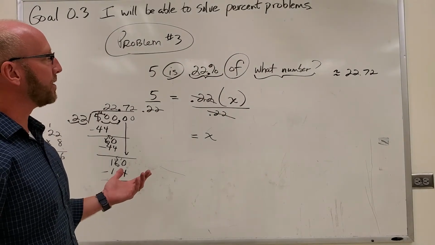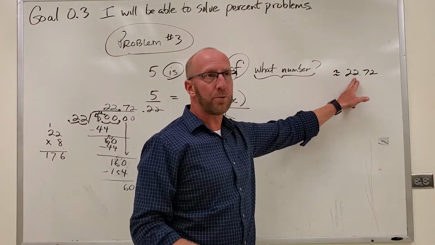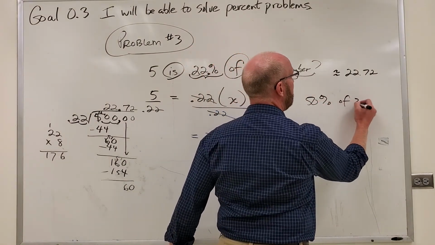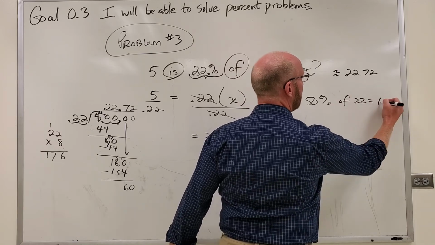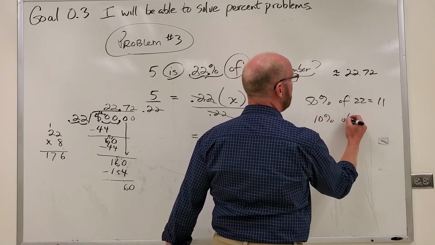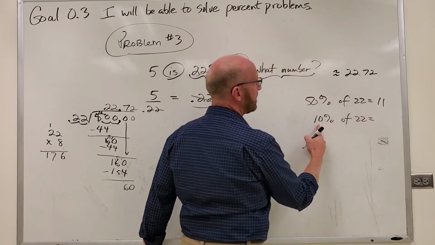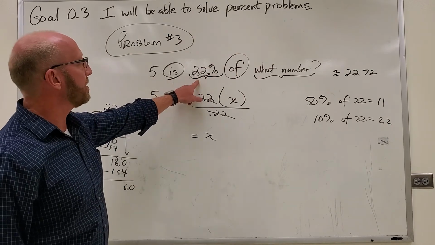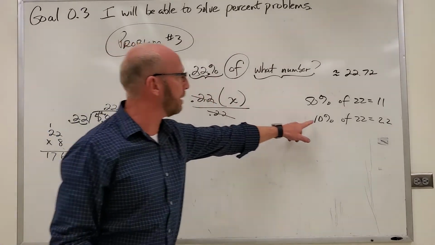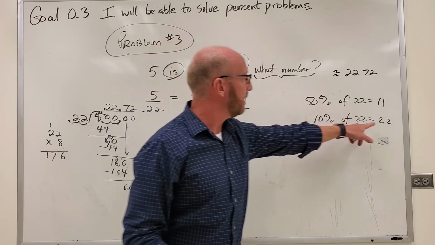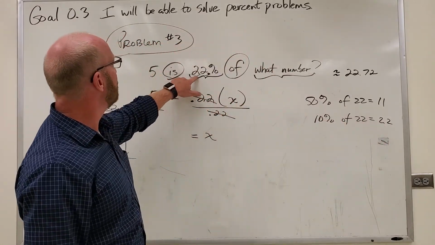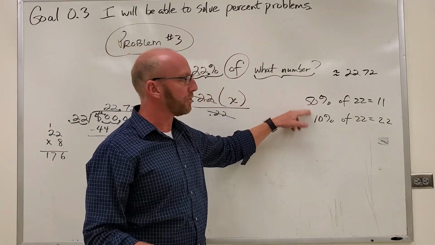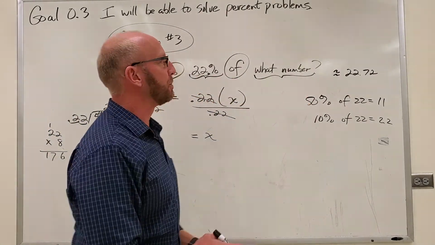Now let's see if that makes sense. What's 50% of 22? 50% of 22 is 11. What's 10% of 22? 10% would be 2.2. So 5 makes sense. 5 makes sense because doubling this, 20% is like 4.4. 22% will be a little more than 4.4 or 5. So you can even do some of these types of tricks to make sure your answer is a reasonable answer.